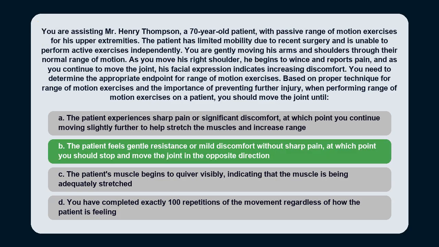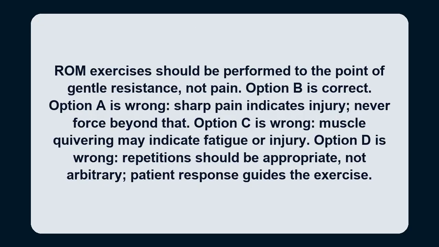The answer is B. ROM exercises should be performed to the point of gentle resistance, not pain. Option B is correct. Option A is wrong. Sharp pain indicates injury. Never force beyond that. Option C is wrong. Muscle quivering may indicate fatigue or injury. Option D is wrong. Repetition should be appropriate, not arbitrary. Patient response guides the exercise.